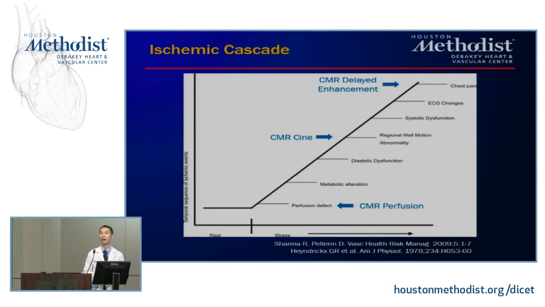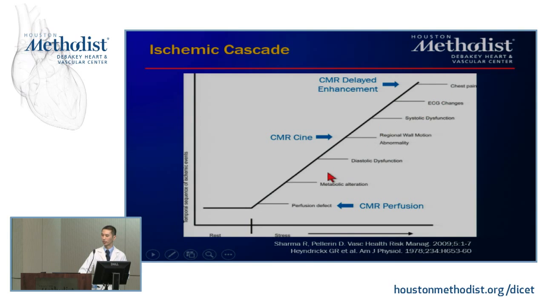In terms of how patients respond to a flow-limiting lesion, this gets into what we call the ischemia cascade. By the time patients show up with chest pain, their lesion's already pretty far advanced, and that can be seen on this graph here, once the flow-limiting consequences have manifested and the patient's already developing symptoms.